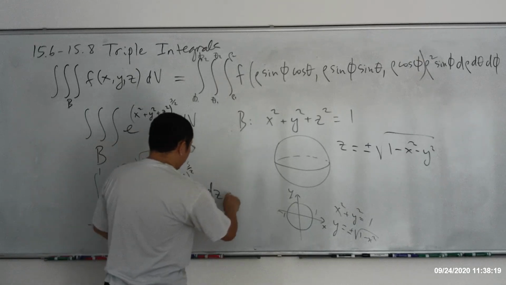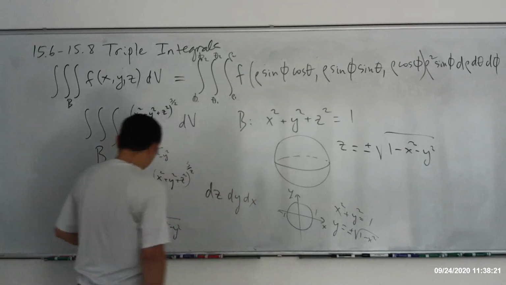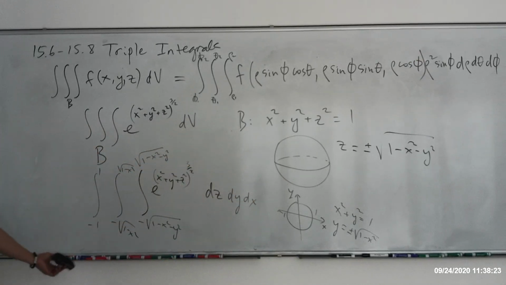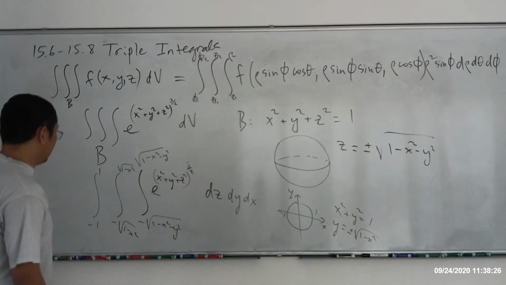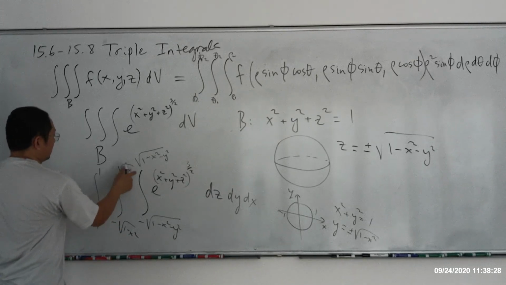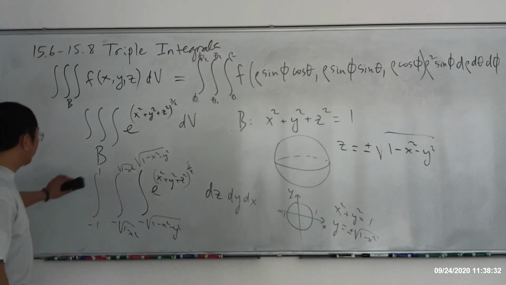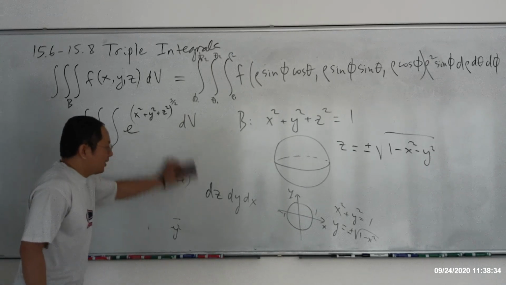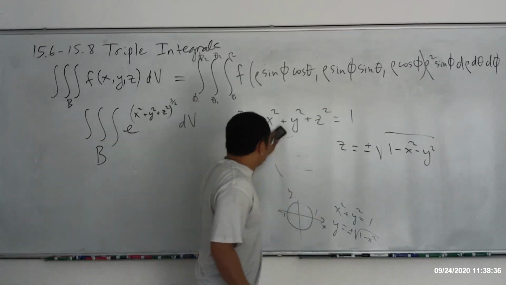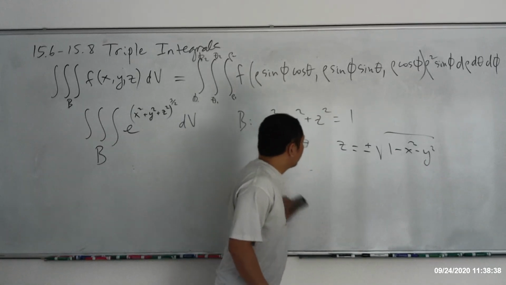What did I say? dz, and then dy, then dx. This is what you should do if you use Cartesian, rectangular coordinates. You see, the boundary is not so nice at all. I'm not going to do that. So instead, we're going to use spherical.